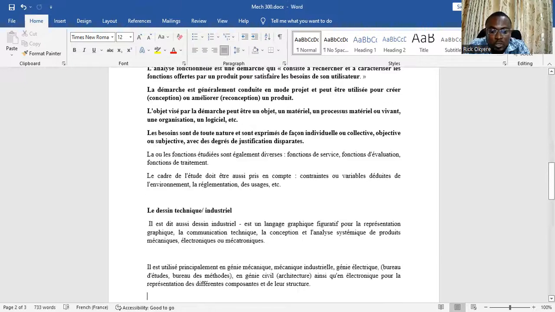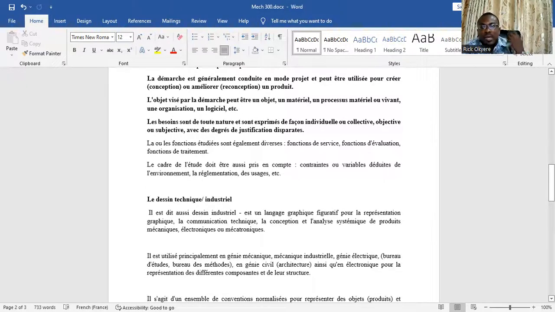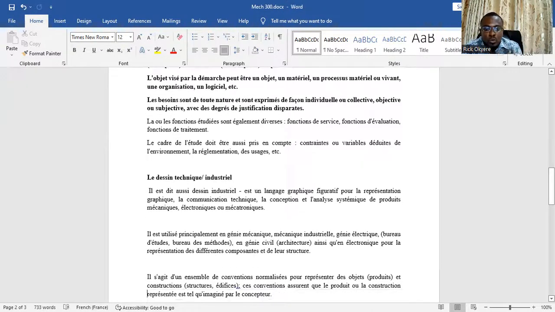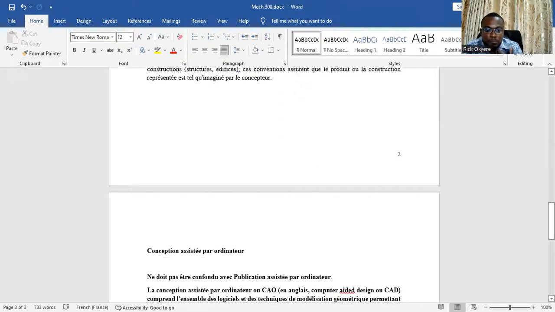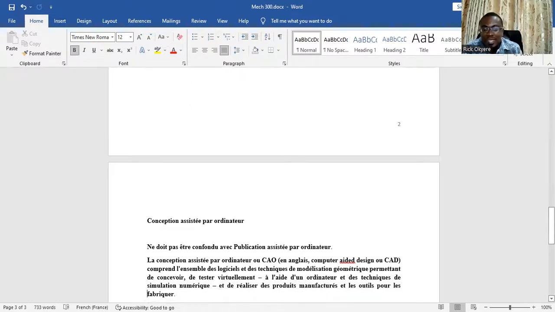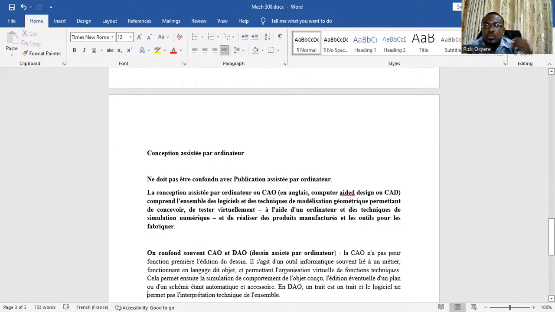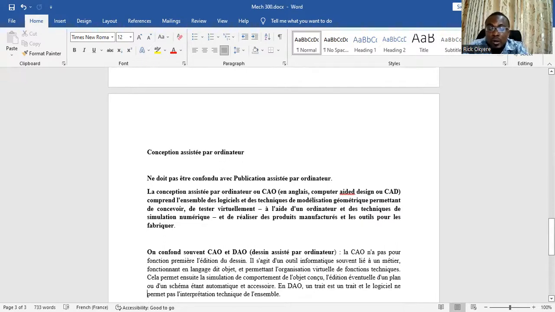And we also looked at the tools that are needed to conceive any technical product. We looked at the difference between CAO, which is conception assistée par ordinateur, and then CAD, which is computer aided design. And we said the two are different in that the CAO is used for technical purposes, and then DAO is used for general drawing, computer aided drawing. So this is where we draw the curtain on your technical area.